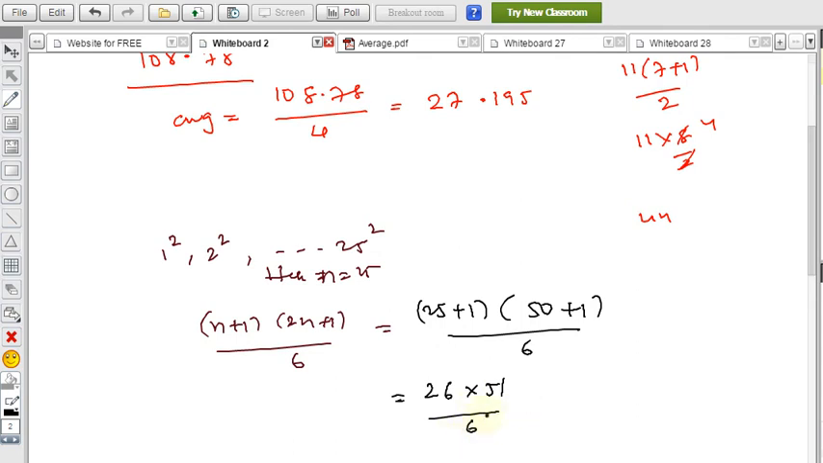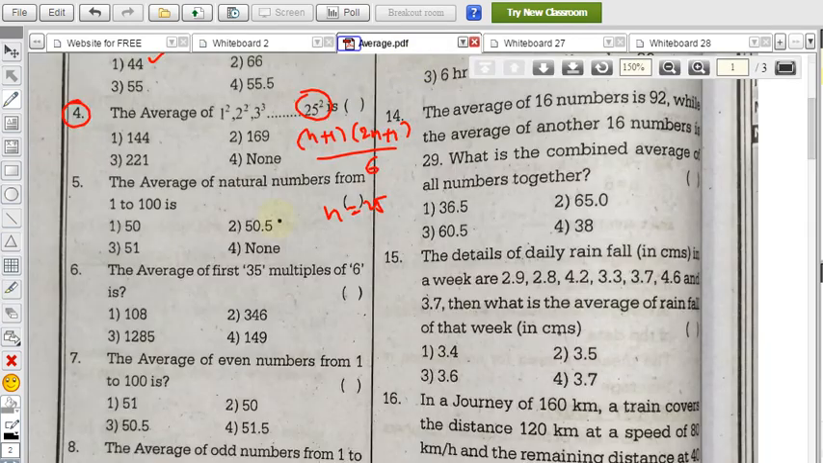You can cancel. 2 3s are 6, so 2 13s. Again, 3 table: 3 1s are 3, 3 7s are 21, so 17. Then 13 times 17, so 221. Yes. So if you can remember the important points and shortcut tricks, easily we can solve this.